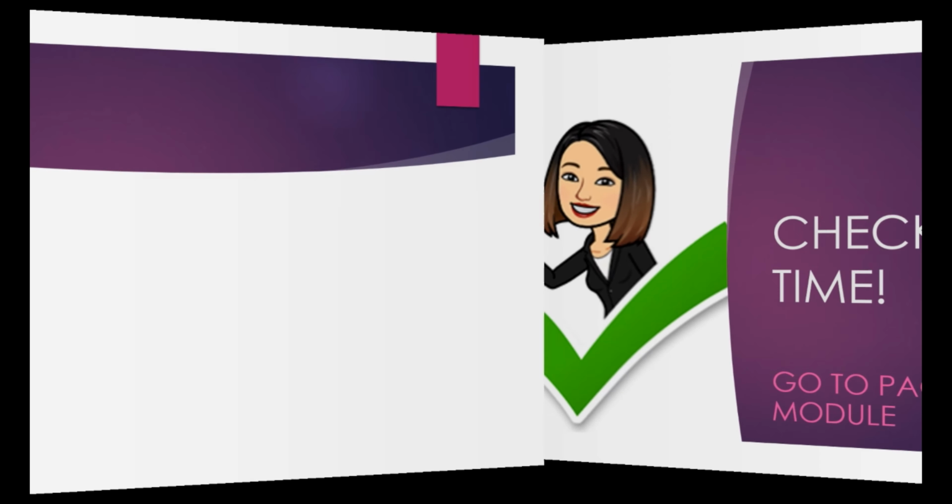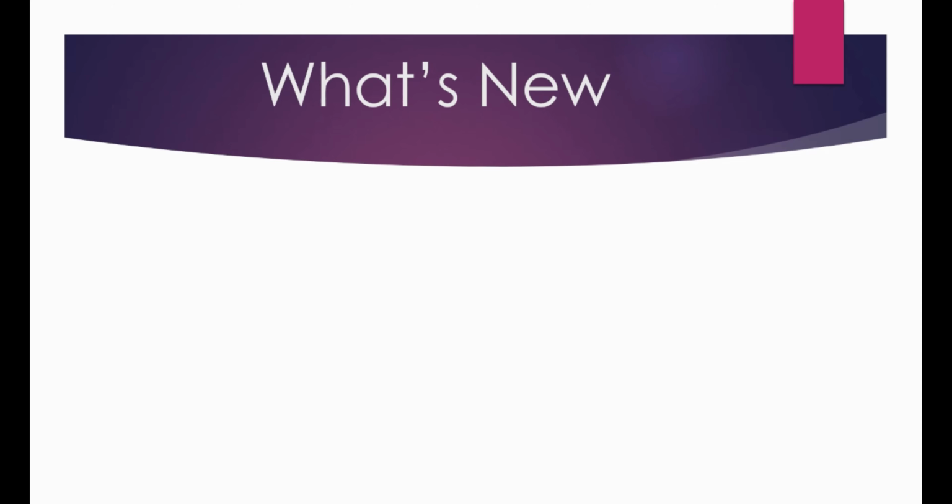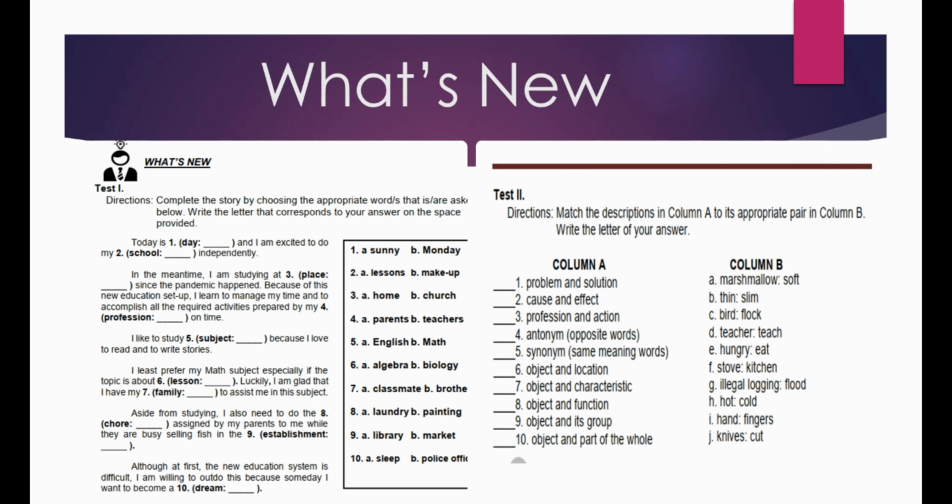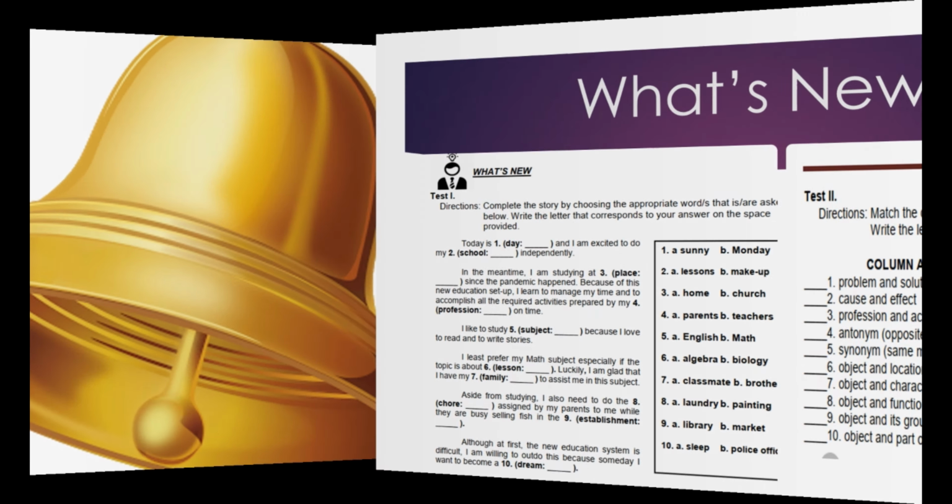I feel you are ready for a challenge, so let's do What's New on page 10. This time, it's a story, but an incomplete one. And you need to complete the story by choosing the appropriate words that are being asked. Write the letter of your answer on your activity notebook. Then on page 11, it's matching time. Match the descriptions in column A to its appropriate pair in column B. Write the letter of your answer on your activity notebook. Are you all set?